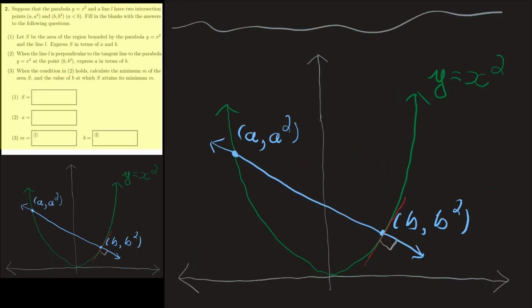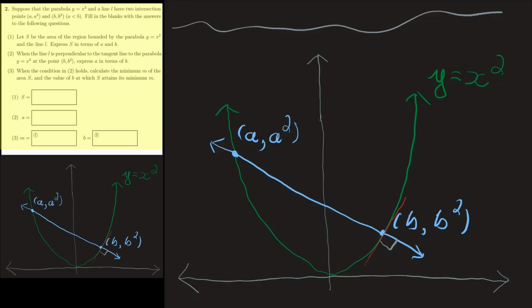Next is the section 2 question, which says, suppose that the parabola y equals x squared and a line L have two intersection points a comma a squared and b comma b squared with a is less than b. Fill in the blanks with the answers to the following questions. Let S be the area of the region bounded by the parabola y equals x squared and the line L. Express S in terms of a and b.